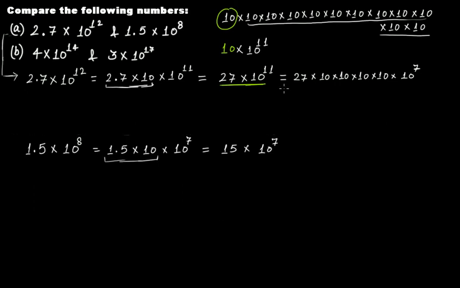Okay, so what does it become now? If you multiply this together, this is actually 27 times 1, 2, 3, 4, so 10,000, times 10 raised to the power of 7. This gives you 27 and 4 zeros, 1, 2, 3, 4, and 10 raised to the power of 7. This is 2,70,000 into 10 raised to the power of 7.